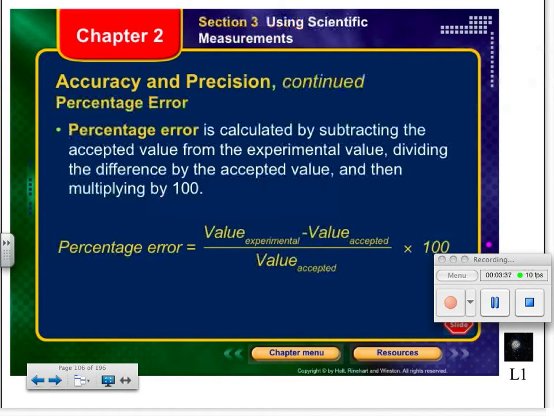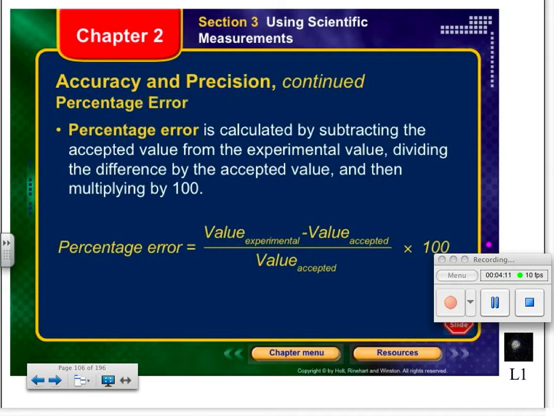Accuracy and precision. Okay. So in science, it's really important that we reflect how accurate and how precise our measurements are. And part of that is using percentage error. That is calculated by subtracting the accepted value from the experimental value and dividing the difference by the accepted value and then multiplying by 100. Okay, don't write that down. That's confusing. Go ahead and write this down, this little equation. That'll make more sense. What that means is, how right were you really? How correct were you in actuality?